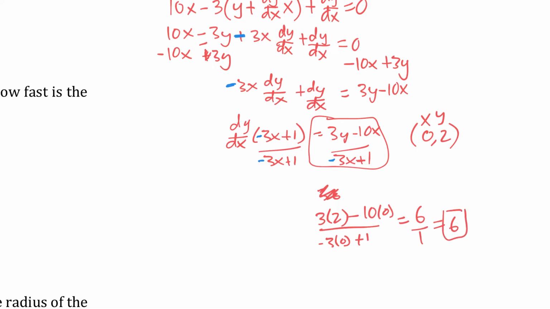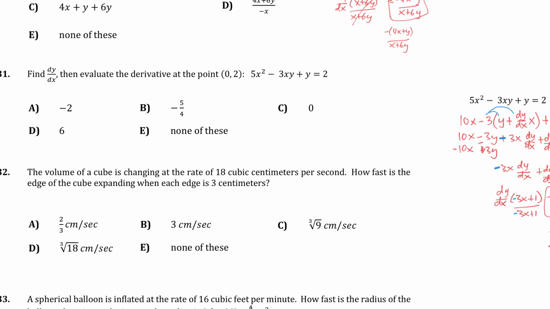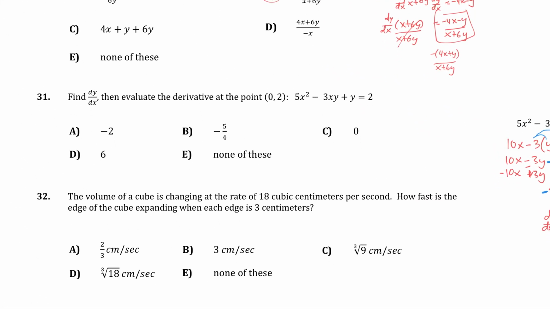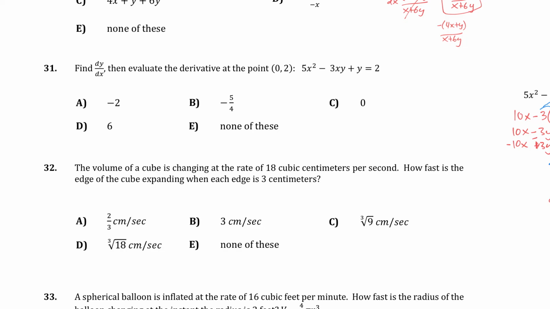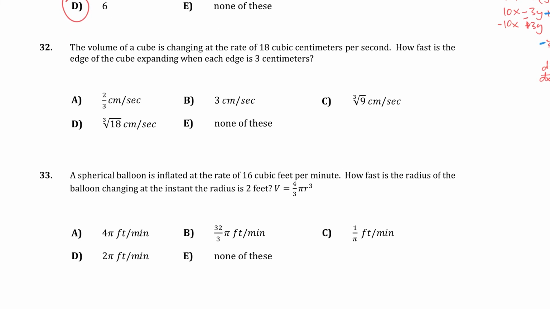And it looks like, hey, that's 6. That's right here. That's D. Okay. Let's look at number 32. The volume of a cube is changing at the rate of 18 cubic centimeters per second. How fast is the edge of the cube expanding when the edge is 3 centimeters?